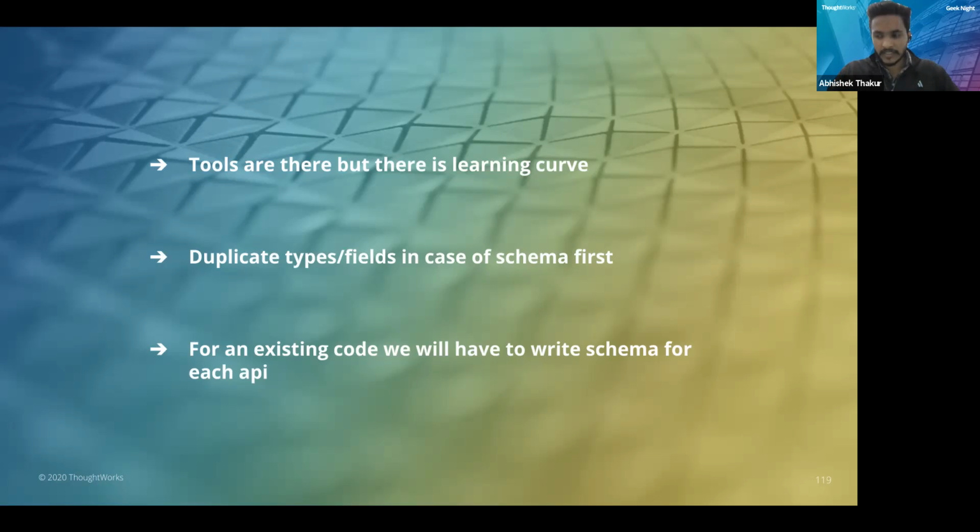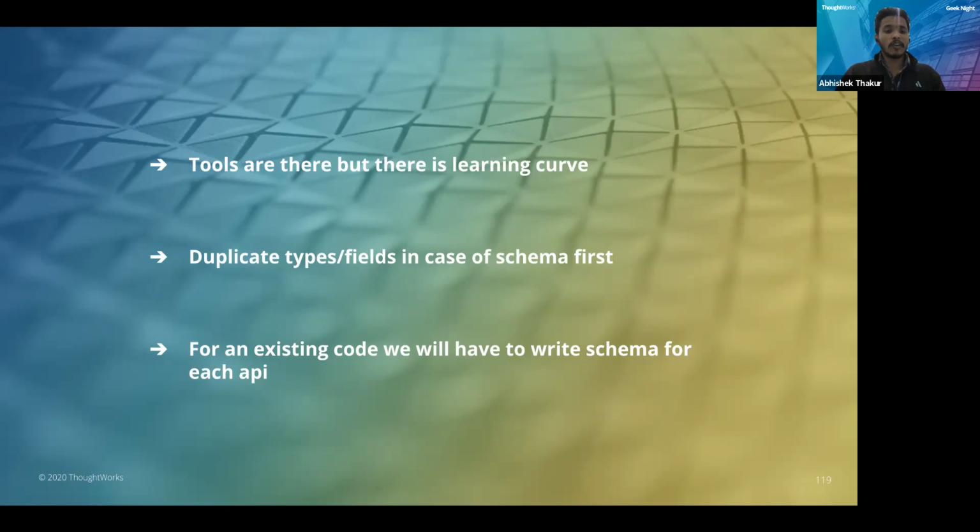Now think about this situation where you have an existing code base. On top of that, you want to integrate GraphQL. If we go with the schema first approach, we will have to write the schema for all the endpoints, or for all the APIs that we have, and that will be a lengthy process. In that scenario, we cannot go with the schema first approach. In that case, we would be using the code first approach.